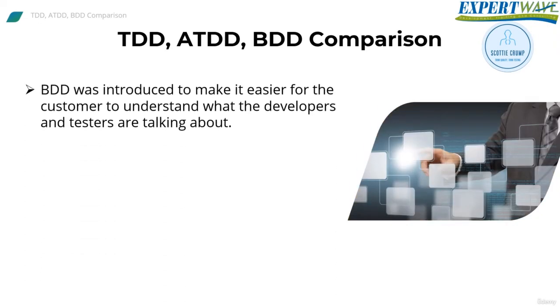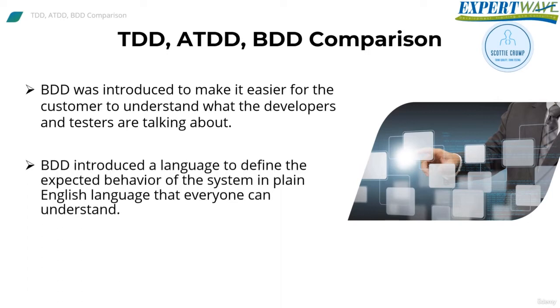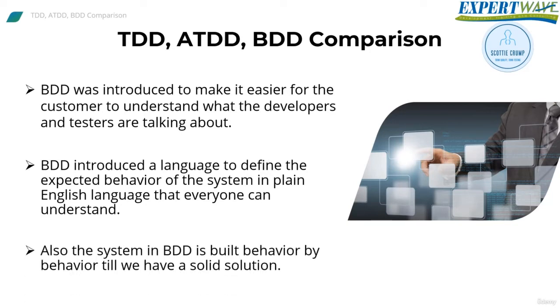BDD was introduced to make it easier for the customer to understand what the developers and testers are talking about when they talk about the acceptance criteria. BDD introduced a language to define the expected behavior of the system in plain English so that everyone can understand. Also, the system in BDD is built behavior by behavior until we have a solid solution. This language can generate code that the developer can use to add to it as in TDD.